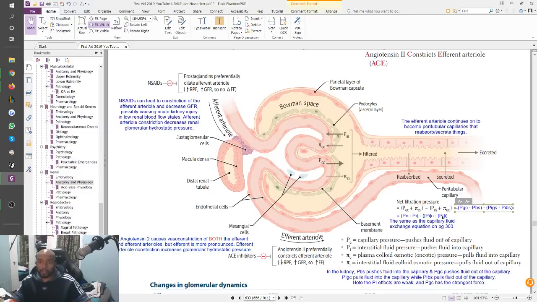Yeah, so make sure you understand this because you don't want to be memorizing too many equations. It's all the same stuff. Just memorize the same equation. It's the same system. It's not like you have different blood vessels or anything like that. So net filtration pressure and capillary fluid exchange equation are the same thing. Just understand how they work and know how to use them.